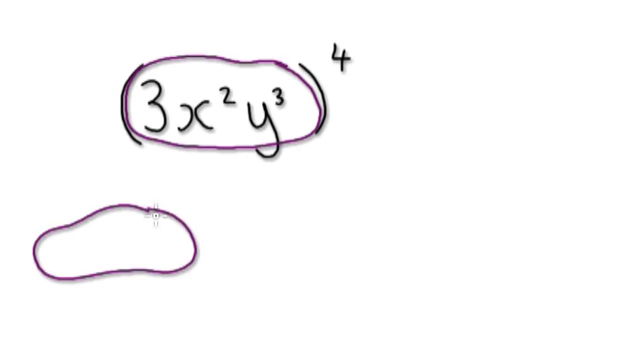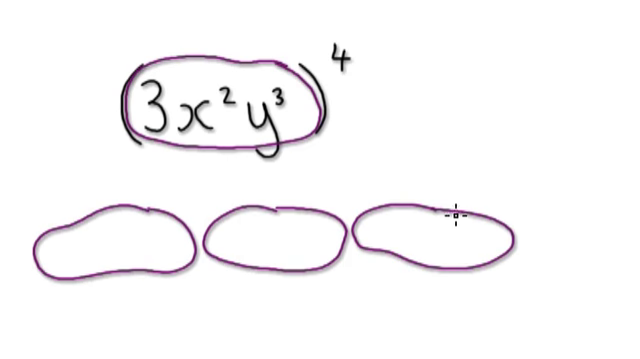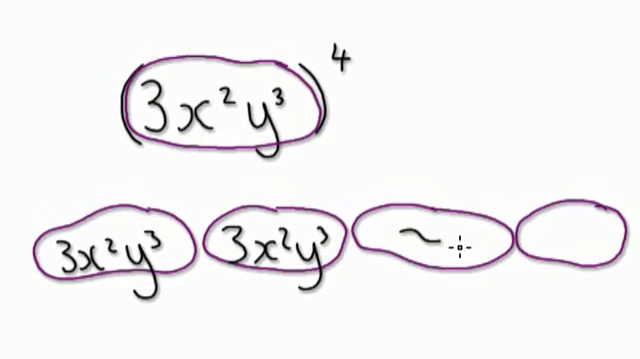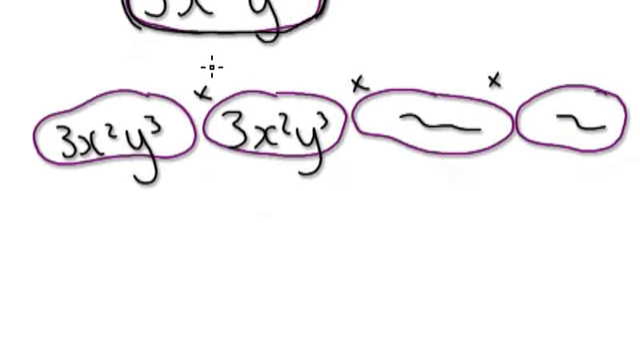So what that means is you've got this bubble here. You're multiplying it by itself 4 times. You see that? They're all multiplying each other. So it's like this. Hang on. 3x squared y to the power 3, 3x squared y to the power 3, and same in here, same in here. Okay. So they're all multiplying each other because that's what to the power 4 means. Get this bubble here multiplied by itself 4 times.